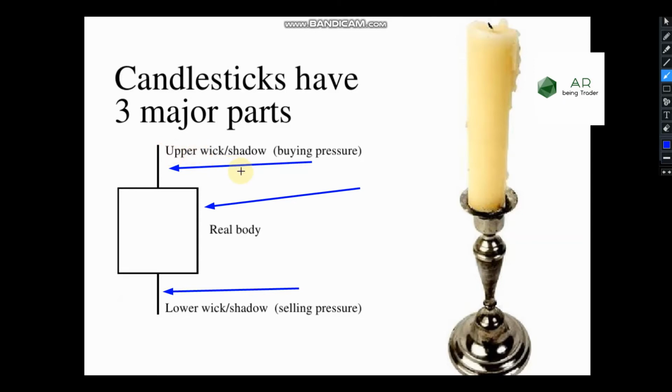You can see here, if the wick is above the candle body, it is called buying pressure. And if that wick is present below the body, it is called selling pressure, or a seller's pressure. We can also call it a buyer's rejection and seller's rejection, or buying pressure and selling pressure. I hope you understood.